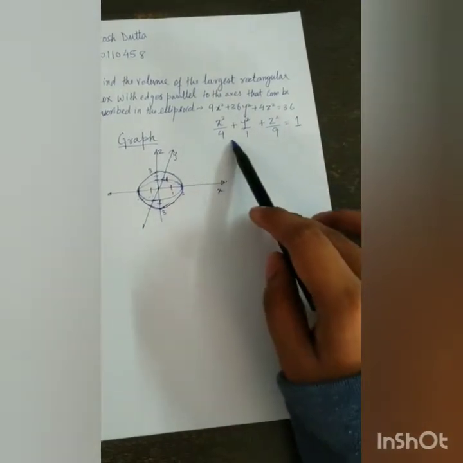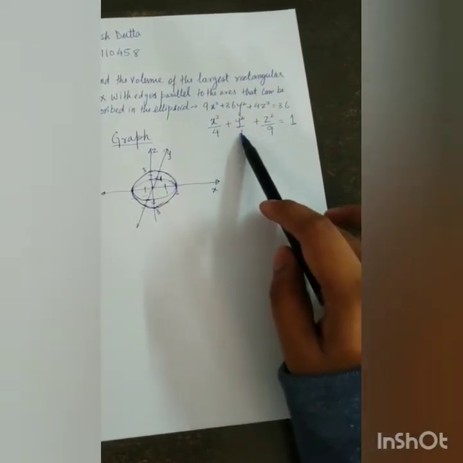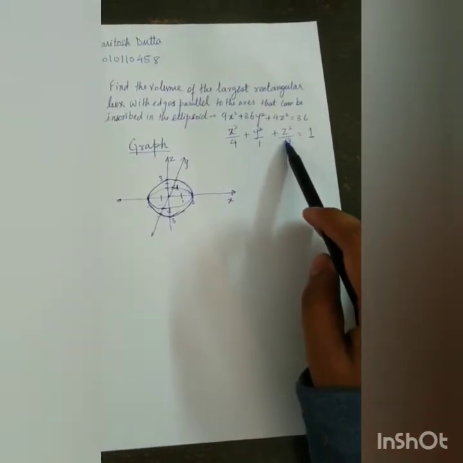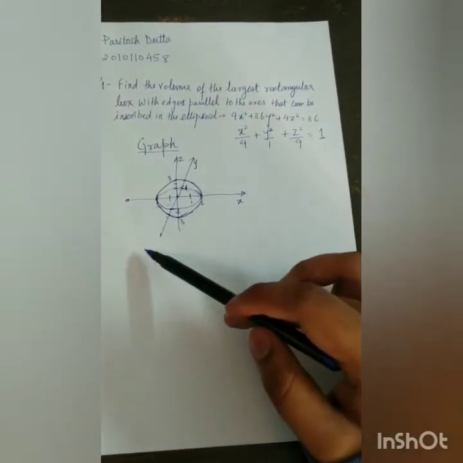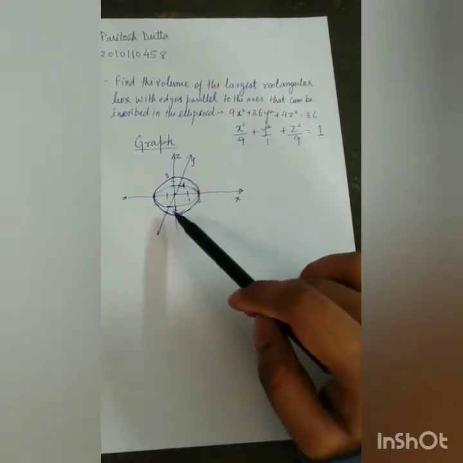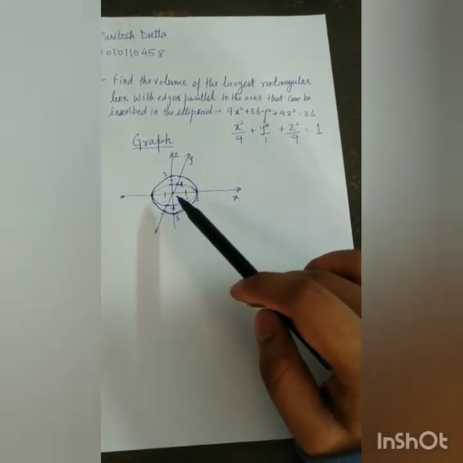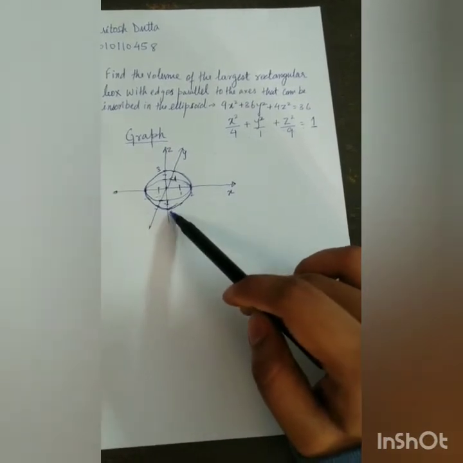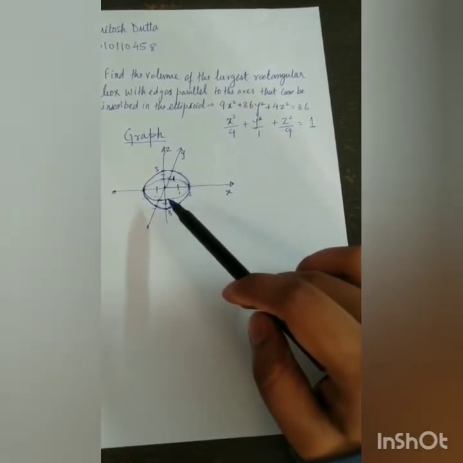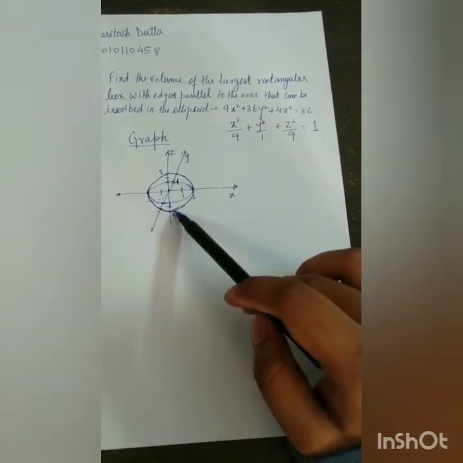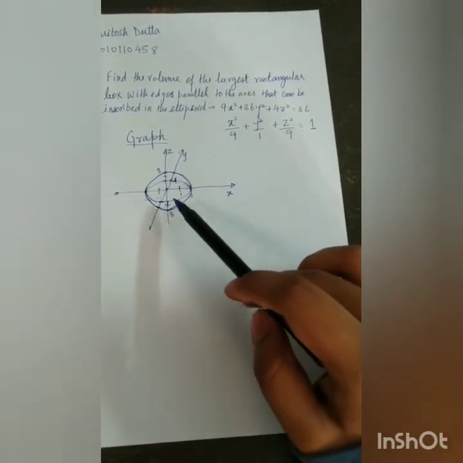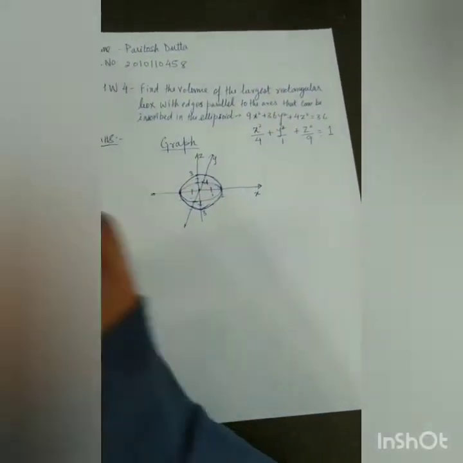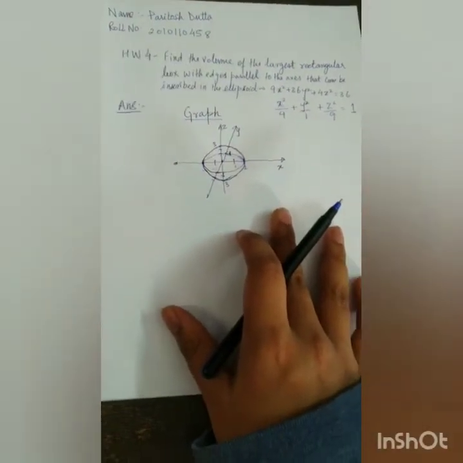So we get x-intercept as 2, y-intercept as 1, and z-intercept as 3. With that information, we are going to draw the graph of the ellipsoid. And so we have drawn the graph of the ellipsoid, and therefore now we would find the maximum volume of the rectangular box that can be inscribed in this particular ellipsoid. Okay, so we are going to solve the question.